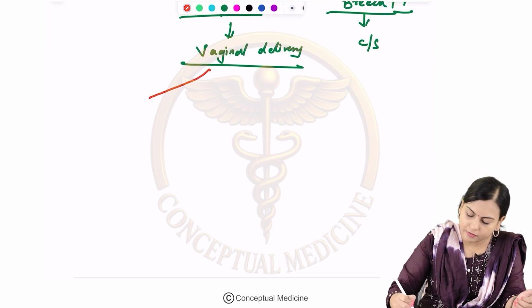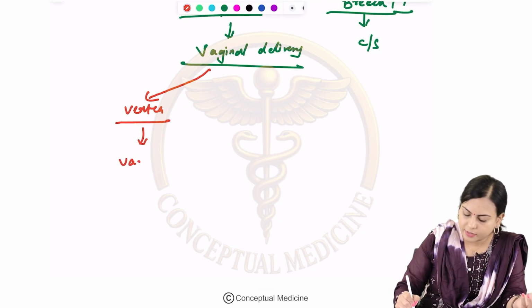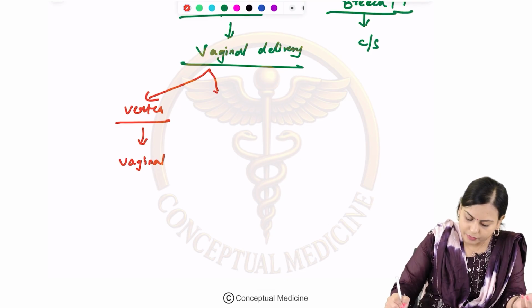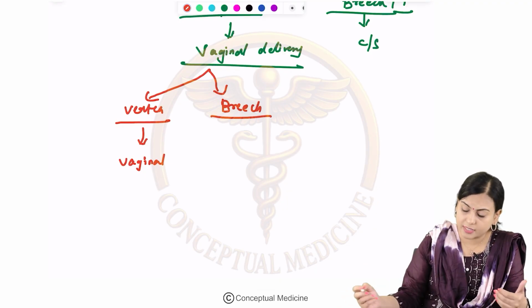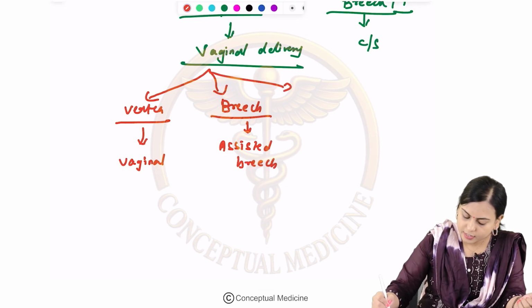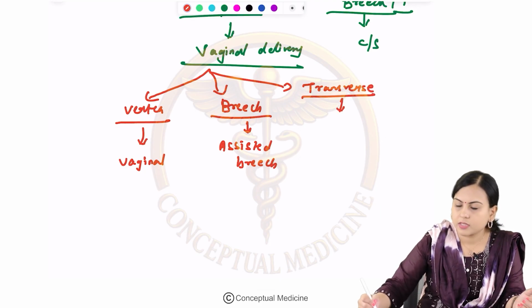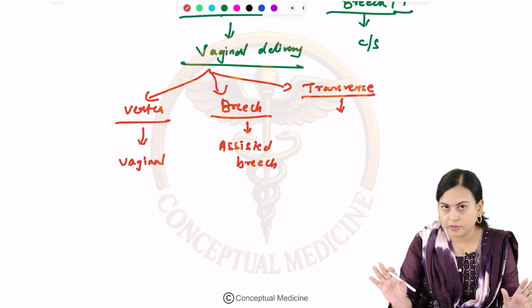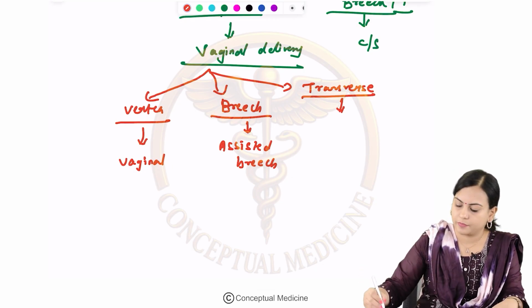The second twin can have a vertex presentation itself, which means vaginal delivery becomes easy and possible, or it can have a breech presentation. If so, you can go for assisted breech delivery, or otherwise it can even have a transverse lie. This is the only indication in obstetrics for an internal podalic version, when the second twin is in a transverse lie.